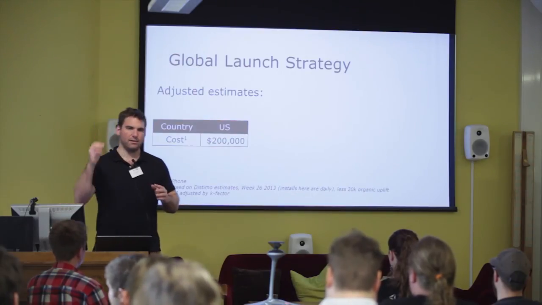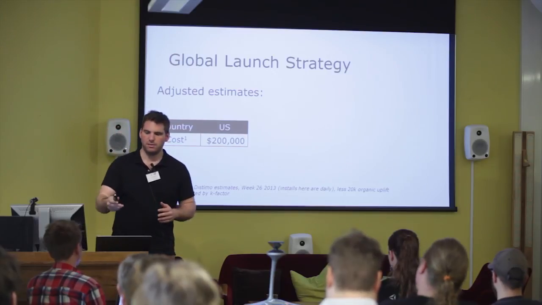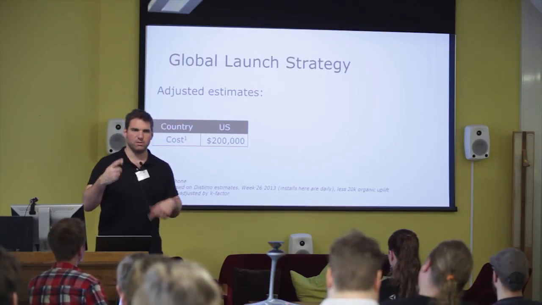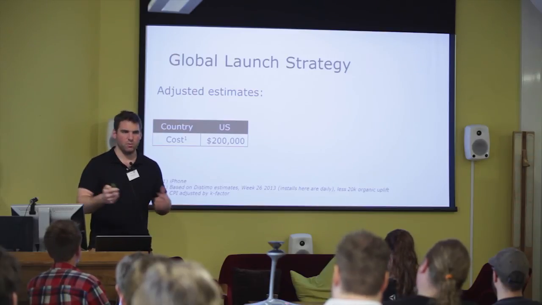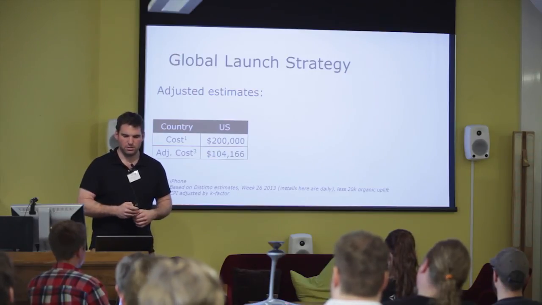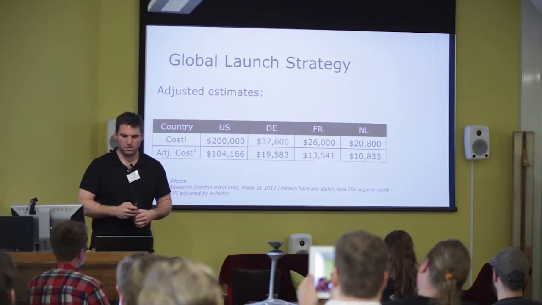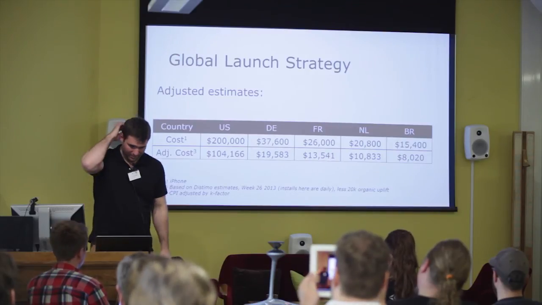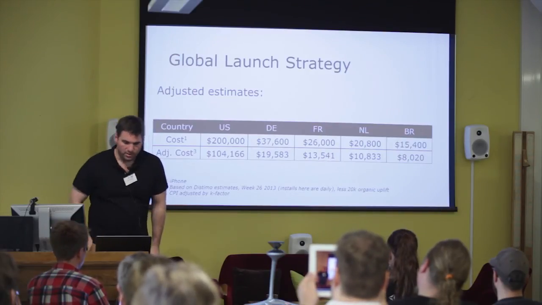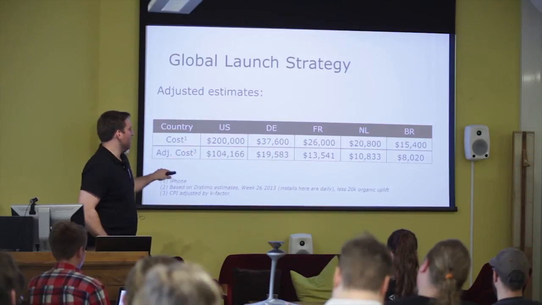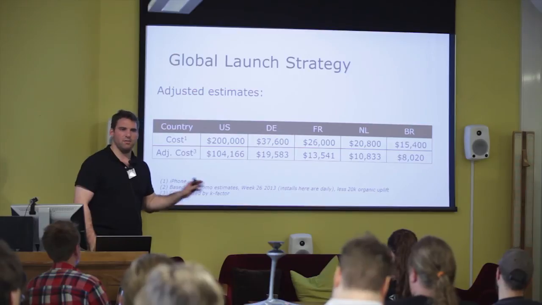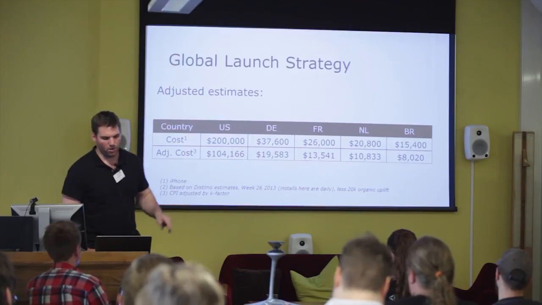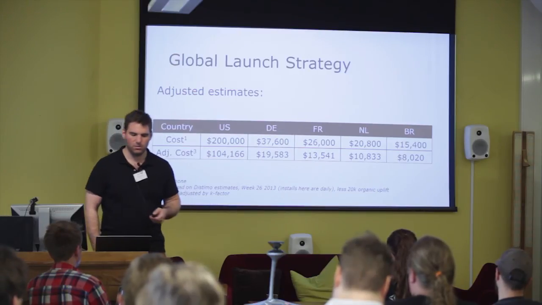And given that exponential increase that we assumed, we figured that the cost of reaching number 1 in those countries was this. This is iPhone. So the true cost is the top row, and then the adjusted cost, basically what we have to spend to get to the number of users that we need to get to number 1, was cut in half because we had the K factor of 1.